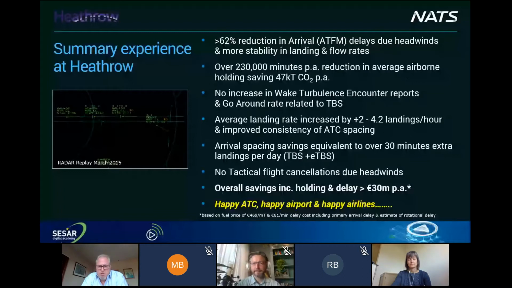Interestingly, we measured the time interval between arrivals before we put the tools live, and then for the same sample of arrivals after the tools were live, and it's equivalent to giving the airport another 30 minutes of arrivals per day, which has been absolutely huge in terms of the performance improvement. And importantly, this increased capacity has allowed lower airborne holding, saved about 15,000 tons of fuel per annum, or 47,000 tons of CO2 per annum. And even though the aircraft are closer together on final, go-arounds and wake encounters have not increased due to TBS separations. Can we move on to the next slide, please, Claire?